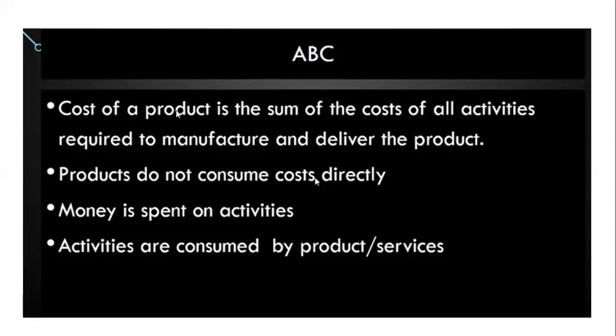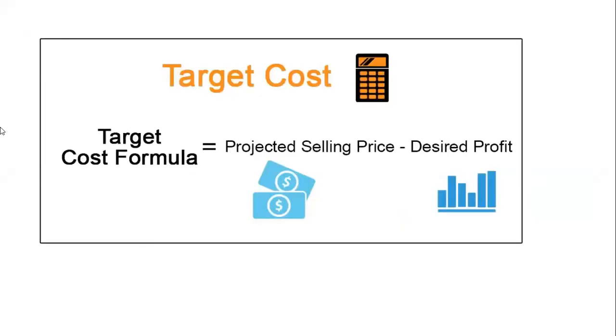Activity cost, every activity has a cost. Money is spent on activities, and all that money you have to add up. Each activity cost you will add up, and that will be the final product cost of the final product. Next is target costing. This target costing formula is applied on automobile sector.